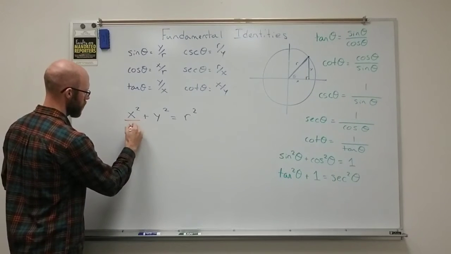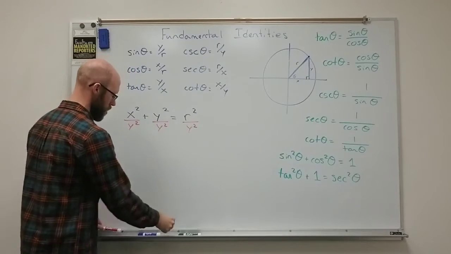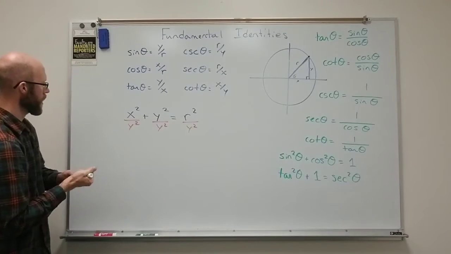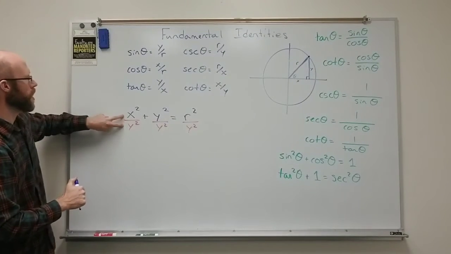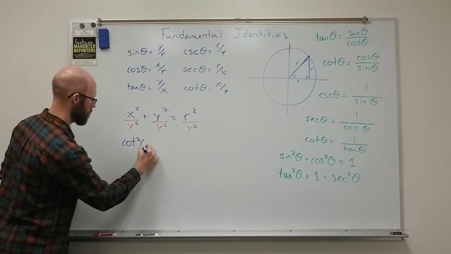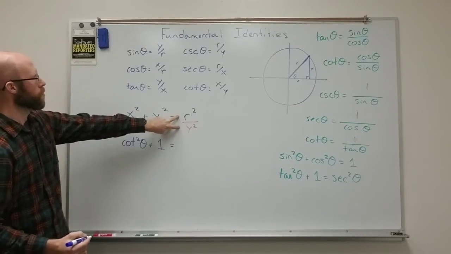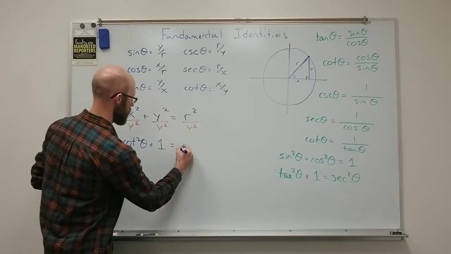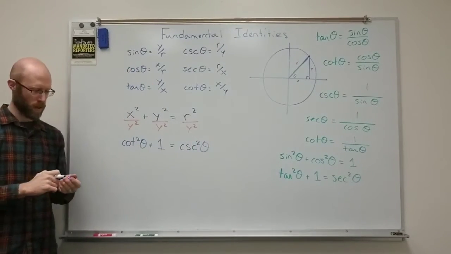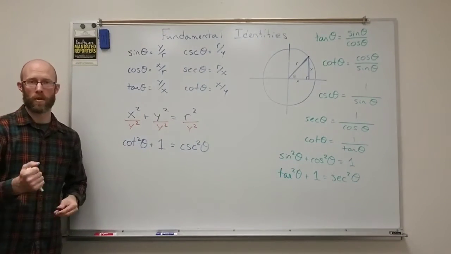So divide by y squared, y squared, y squared, and the identity you will end up with is going to be, well, x squared over y squared. X over y is the cotangent, so that's a cotangent squared. Y squared over y squared is 1. R squared over y squared, r over y is cosecant. So it's going to be the cosecant squared, okay? And so this is our third Pythagorean identity.